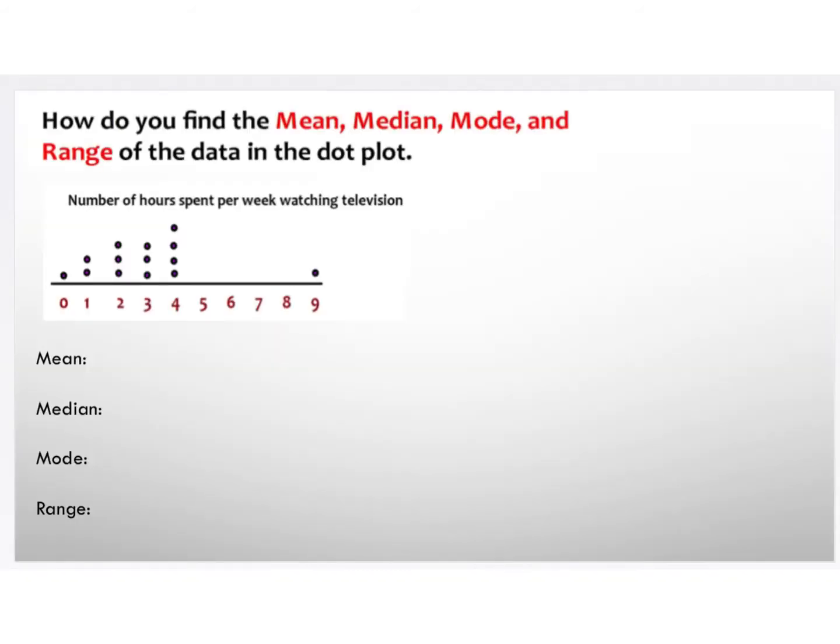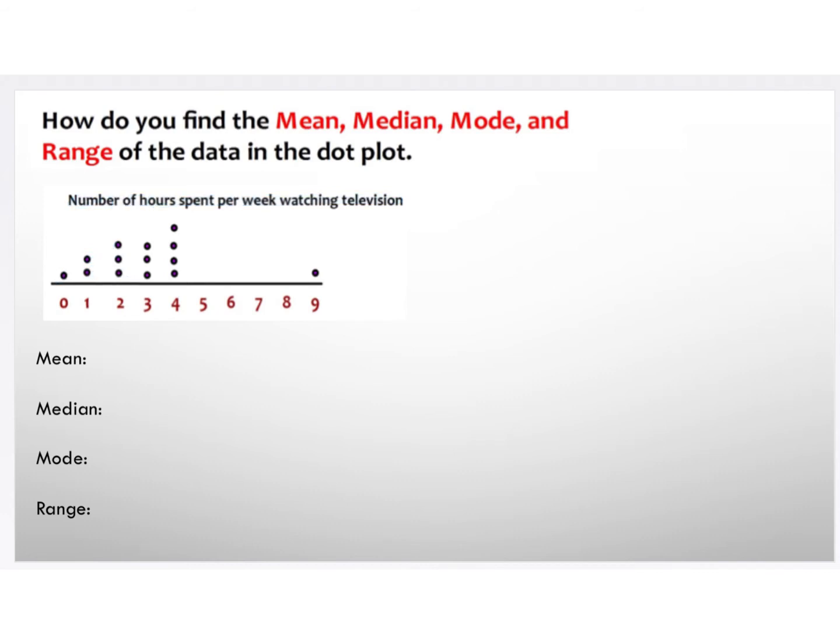All right, so let's take a look at this first question. It says, how do you find the mean, median, mode, and range of the data in the dot plot? So this is a dot plot, and just a review of how dot plots work. This dot plot is telling you the number of hours spent per week watching television. So there was one person that watched 0, 2 people that watched 1 hour, 3 people that watched 2 hours, and so forth. So from this data set, we're trying to figure out the mean, the median, the mode, and the range.